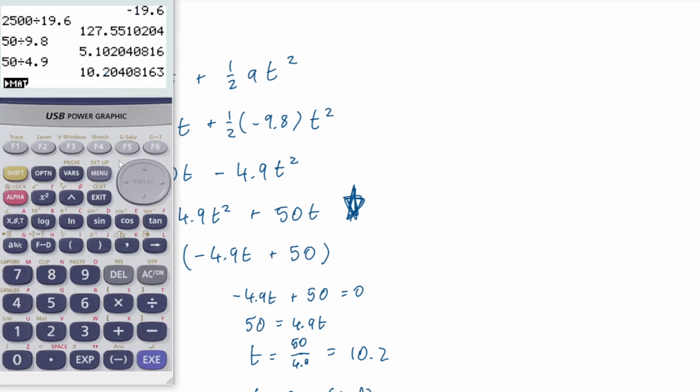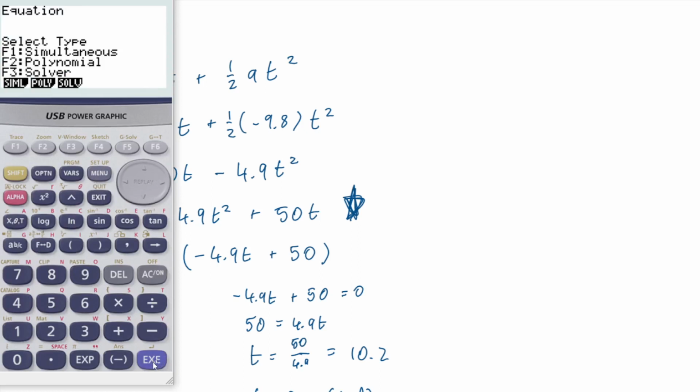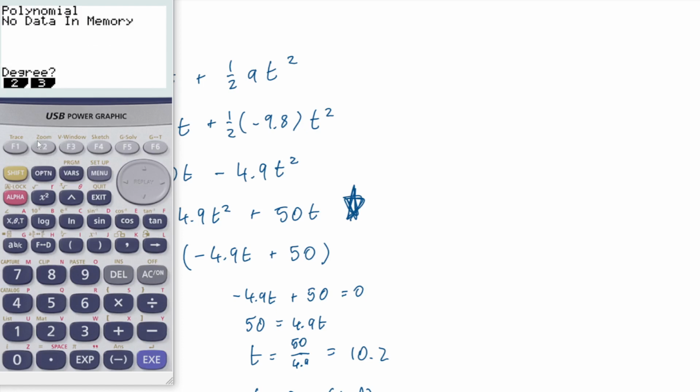So on your calculator, if you go menu, equa, if you go instead of solver, it will only give you one solution. So when we have a quadratic, make sure you use solver, or you could graph it. So F3, excuse me, make sure you use polynomial, F2, polynomial solver. Polynomial, it is degree 2 because it is a quadratic.